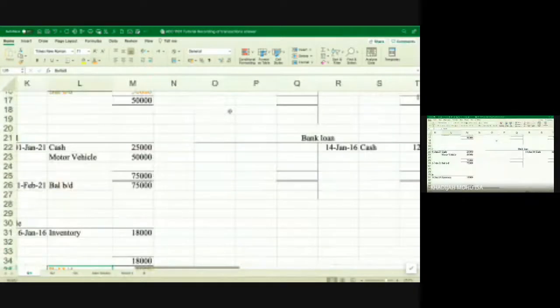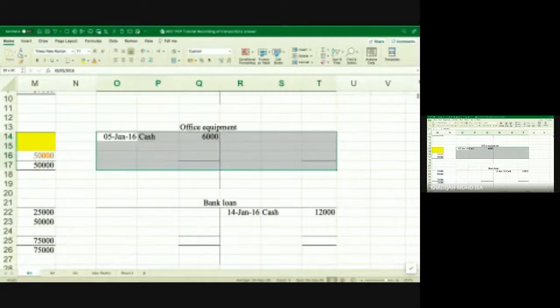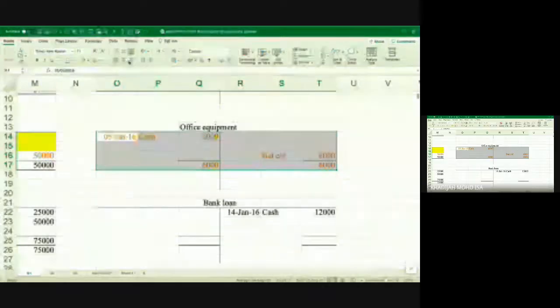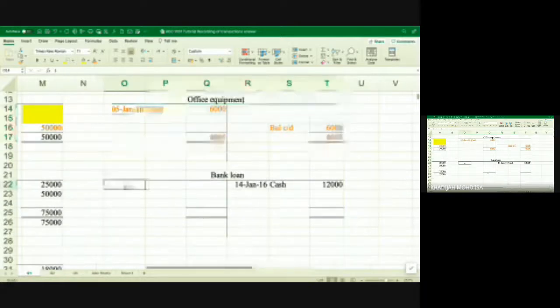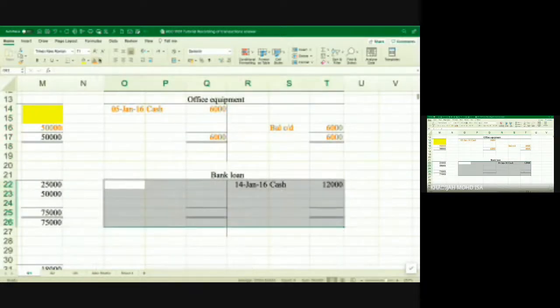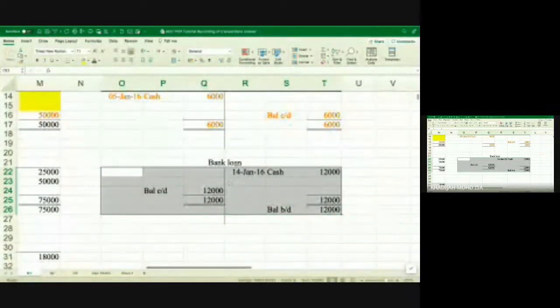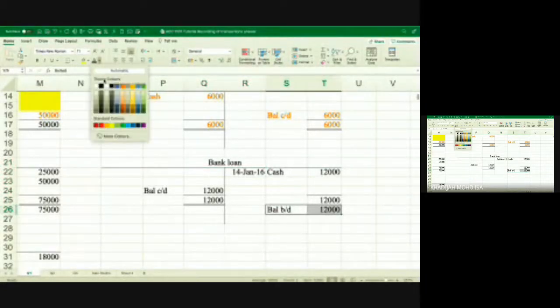Okay, so you do all that. For office equipment, I think you don't have to do anything. Looking at this, what will be your closing balance for your office equipment? You don't have anything on the other side, so you have 6,000. Bank loan, similarly, you don't have anything here, so you're going to have 12,000. And bank loan is a liability, that's why you have a credit balance here.